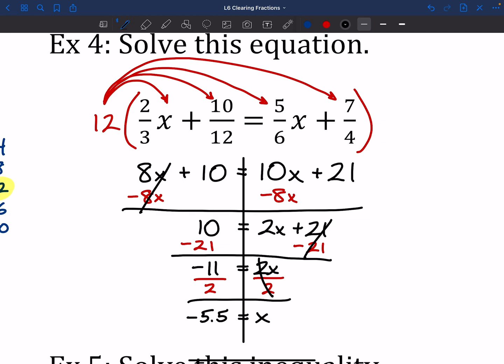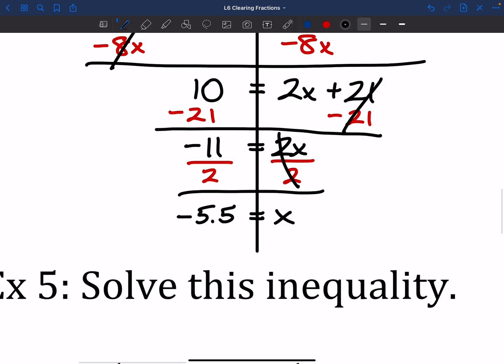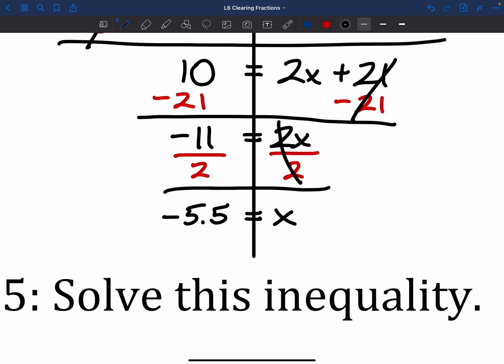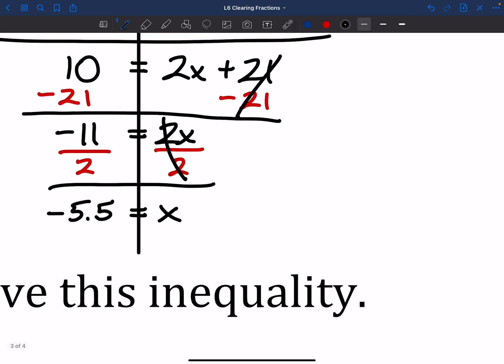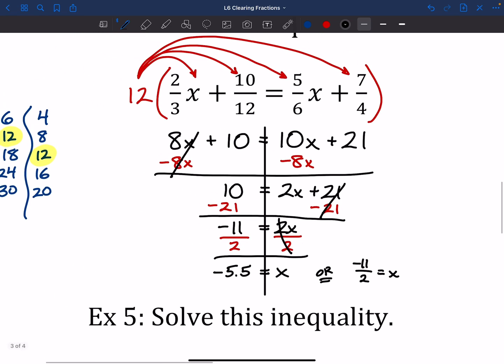Right. When you're getting to your final answer, something I'll mention is that plugging it into a calculator and saying, oh yeah, it's negative 5.5, works out, right? That's perfectly fine. Another alternative answer is to just leave it as a fraction, right? Negative 11 over 2 equals x. That would also be a fine way if you don't have access to a calculator or you get something that's like a really gross decimal. Either one of those would be fine.